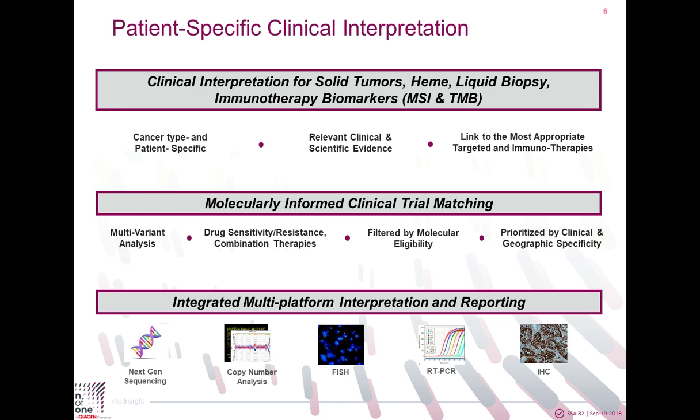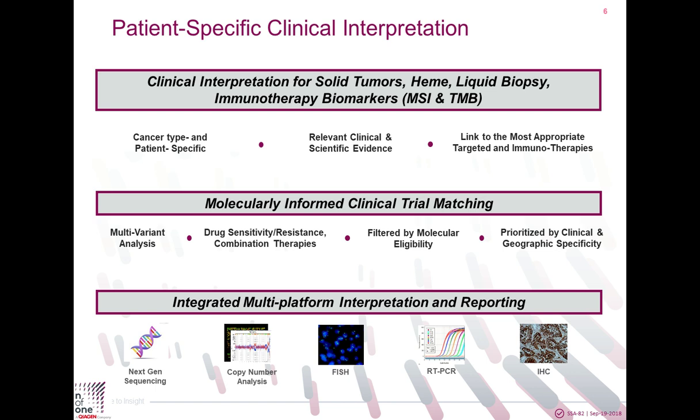The reports also include clinical trial matching. The clinical trials are provided for each variant in the report. They are filtered by molecular eligibility, by age and gender, and prioritized separately for clinical specificity and geographic specificity. There are some patients that are unable to travel and need to enroll in a trial that's close to their home or in their physician's own institution. There are other patients that may have a rare biomarker and they would like to seek out a trial that may not be geographically co-located, and so we provide both of those types of prioritization.